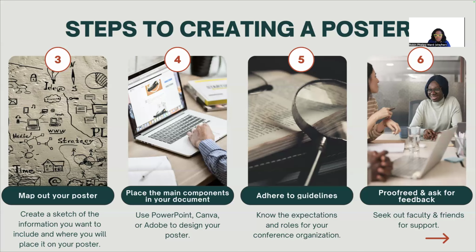Next, you're going to adhere to the guidelines. So if you're presenting at a conference, a symposium, some other kind of large organization event, you're going to find out what it is they want your poster to look like. Maybe they want the organization's title on your poster, or they want everyone to include a QR code. So find out what the expectations and guidelines are for your conference organization and make sure you adhere to them. They might want you to put your name or your principal investigator's name as well on your poster.